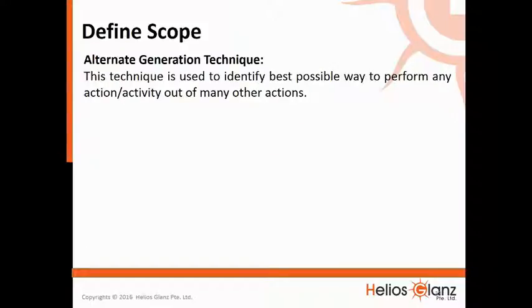Alternate generation technique. This technique is used to identify the best possible way to perform any action or activity out of many other actions.